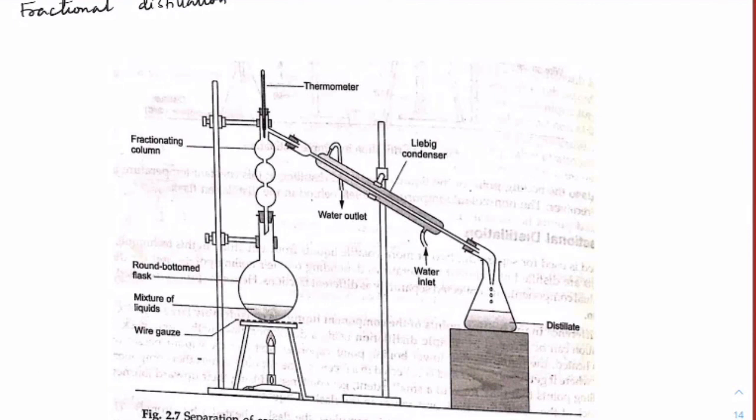First, the mixture of liquids we are taking is heated at high temperatures. This is slowly passed through the fractionating column. The fractionating column will have different outlets. This is one of the outlets I have shown, but there would be one outlet here, there may be one outlet here, and one outlet here, like this.